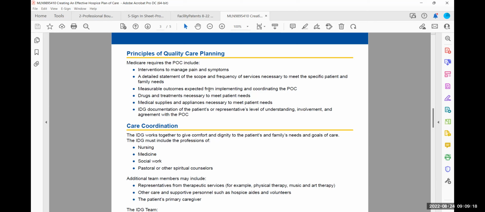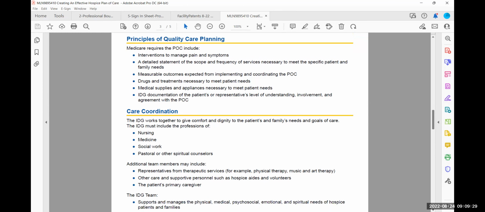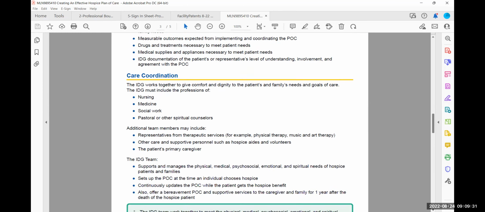So nursing, when they say medicine, they mean the physicians, social services, and spiritual care, right? We all need to be working together to meet those needs of the patient. We also could maybe have physical therapy, music therapy, art therapy. In all places that I have worked previously, and Medicare loves this, there really should be one hospice aide representing, at least one at IDG, and there should be the volunteer coordinator or one of the volunteers.